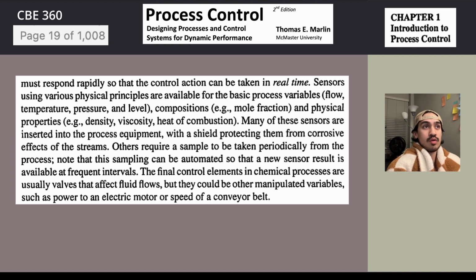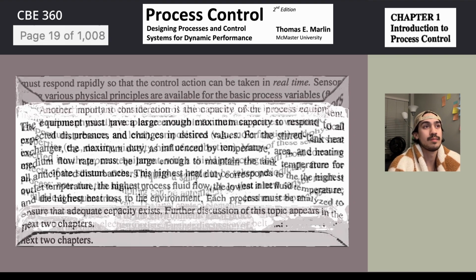Sensors using various physical principles are available for the basic process variables, flow, temperature, pressure, and level, for composition, mole fraction, and physical properties such as density, viscosity, and heat of combustion. Many of these sensors are inserted into the process equipment with a shield protecting them from corrosion effects of the stream. Others require a sample to be taken periodically from the process, and note that this sampling can be automated so that the new sensor result is available at frequent intervals. The final control elements in chemical processes are usually valves that affect fluid flows, but they could be other manipulated variables such as power to an electric motor or speed of a conveyor belt.